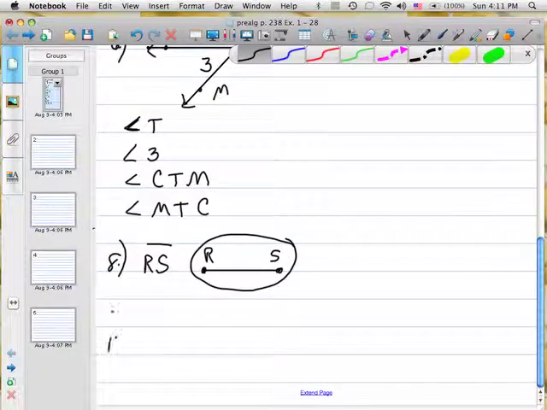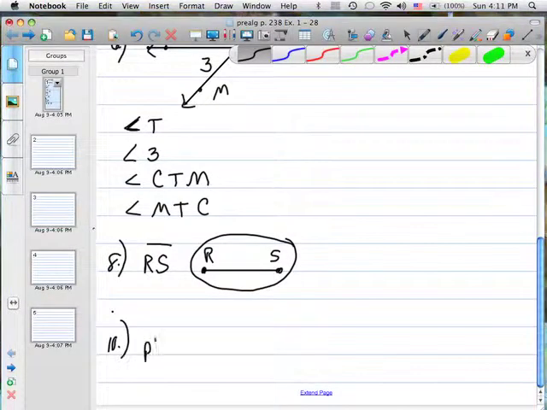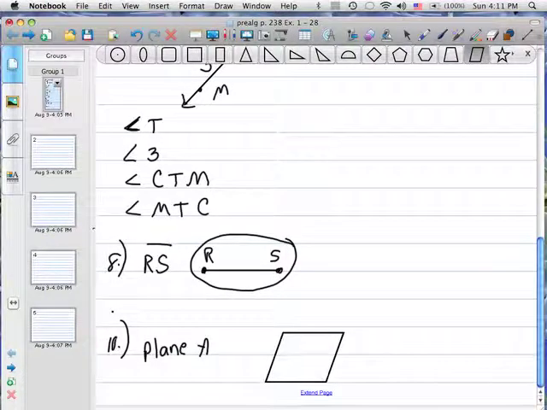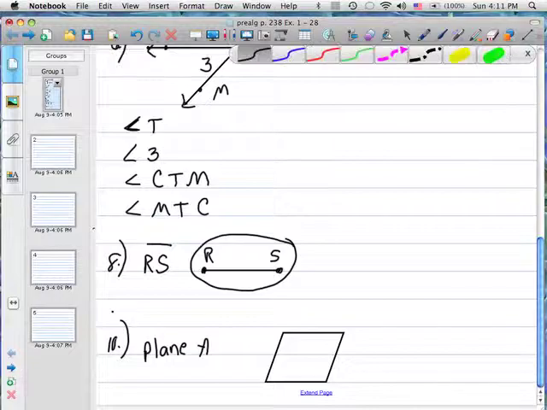Number 10, they want plane A. So we basically draw a parallelogram, and we label it A.